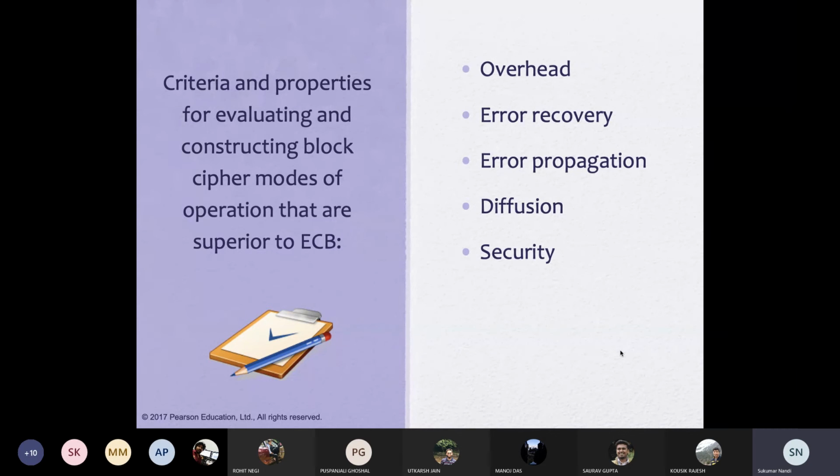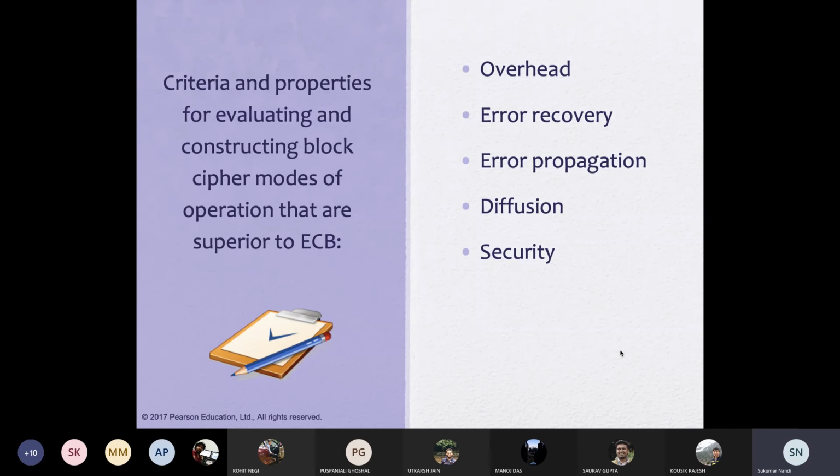If there is an error in the ciphertext at the receiver, we have to get back the plaintext from the ciphertext, and the plaintext is recovered by the inverse operation, so only that plaintext block may become erroneous. So this is not possible. Error propagation is not possible for ECB.